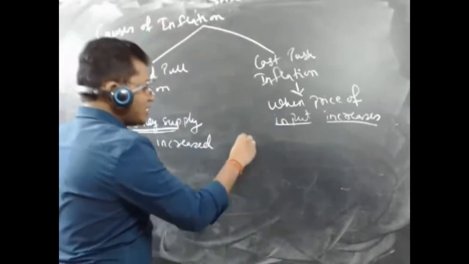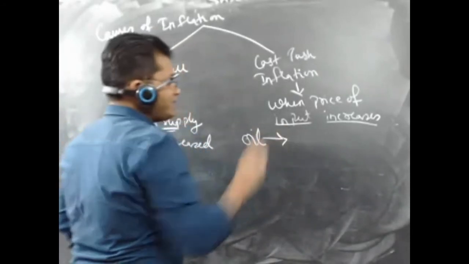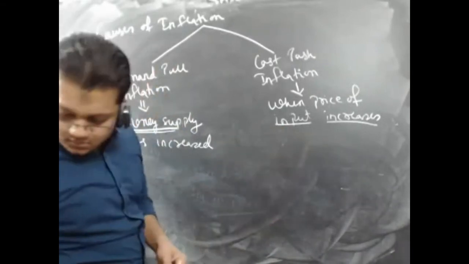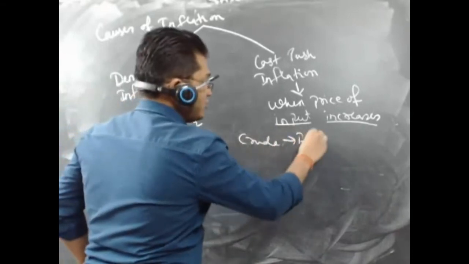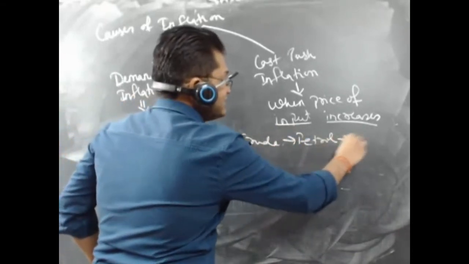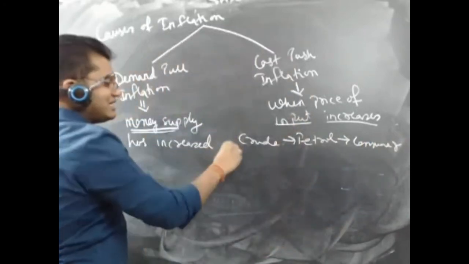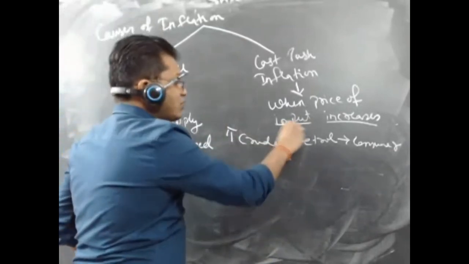Just think like this, okay? Here is a producer of oil. From crude, you are making petrol. This petrol is used by the consumer. Now the discussion here is that because the price of crude has increased, the price of petrol has increased.